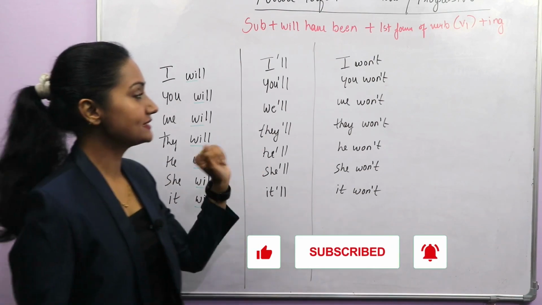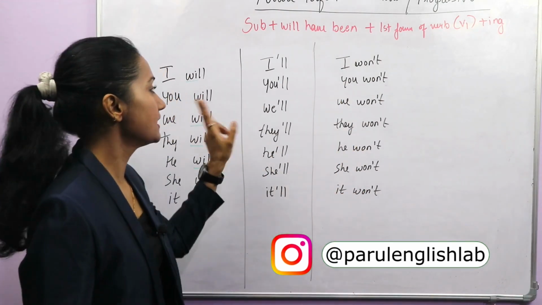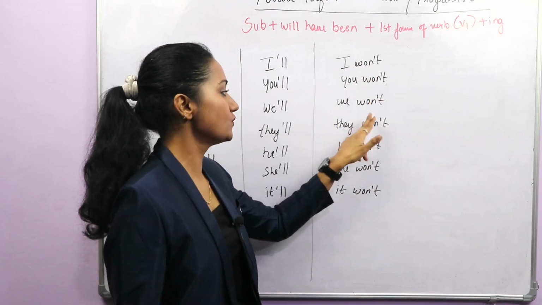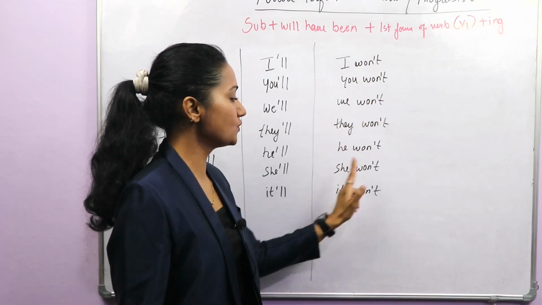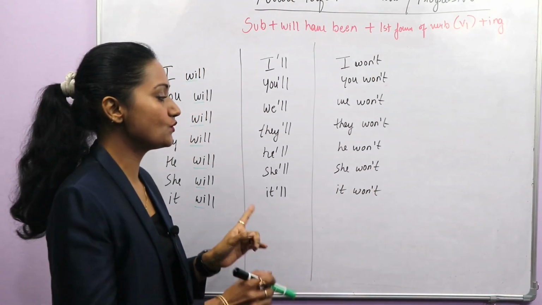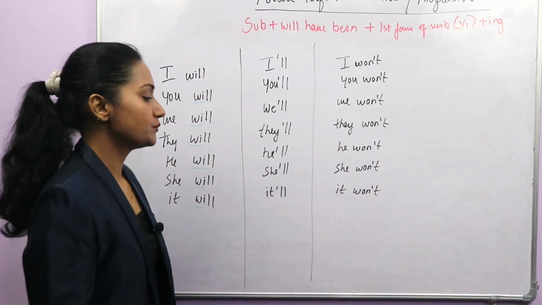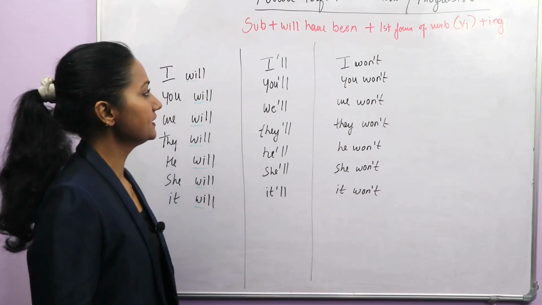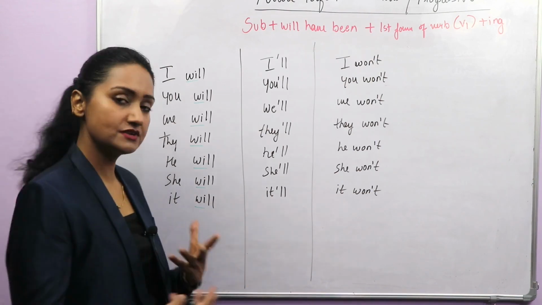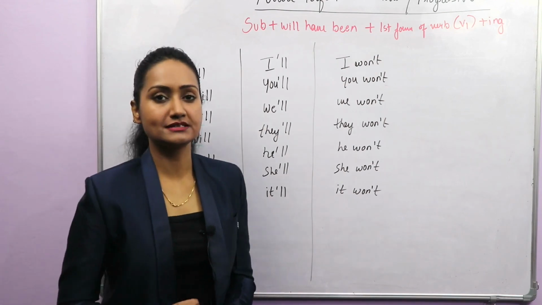Okay, next is I won't. So these are negative contractions. I will not is I won't. You won't, we won't, they won't, he won't, she won't, it won't. Okay, so N-O-T. So basically you have to remove O over here and you have to put an apostrophe. So these are contractions. We have done them many times. I do it in every video, every tense video I tell you contractions. Please practice and you will understand them better.